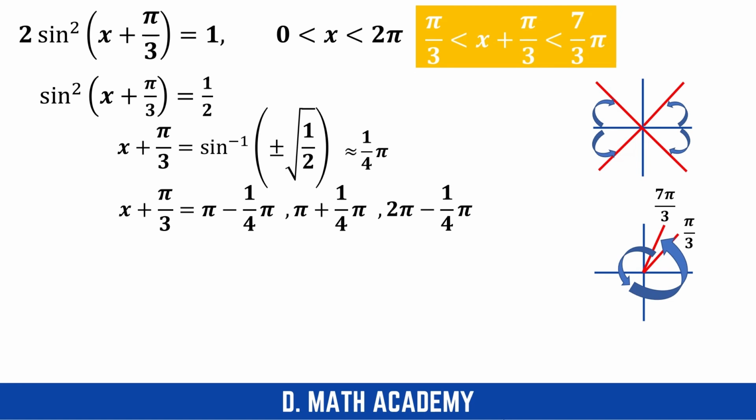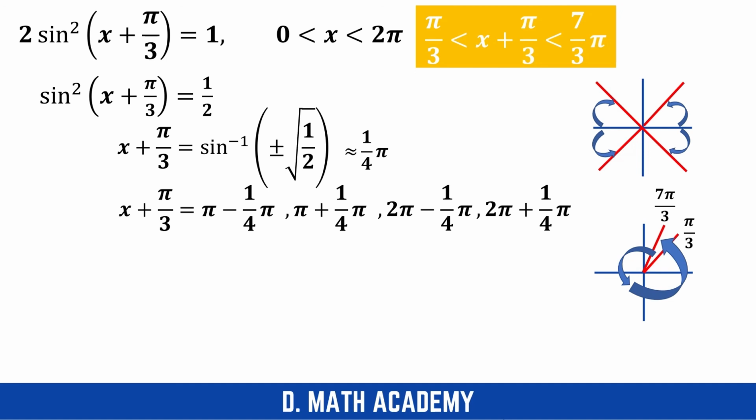And the last one, I should take 2 pi plus 1 over 4 pi because our range has been extended until 7 over 3 pi, and this 7 over 3 pi is actually 420 degrees. So by taking 360, which is our 2 pi here, and adding it with 1 over 4 pi, which is actually 45 degrees, it still falls within the range, so it does qualify as another answer.